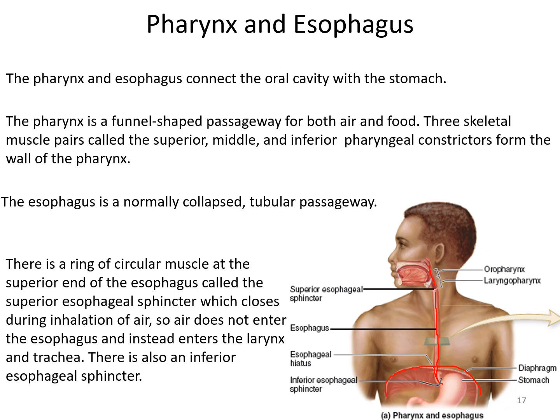There's a ring of circular muscle at the superior end of the esophagus. It's called the superior esophageal sphincter here, which closes during the inhalation of air so that air doesn't go down the food pathway. And then we also have an inferior esophageal sphincter here that closes off, and it opens when the food empties from the esophagus into the stomach, but it's there mostly to prevent the acidic contents of the stomach from entering the esophagus.